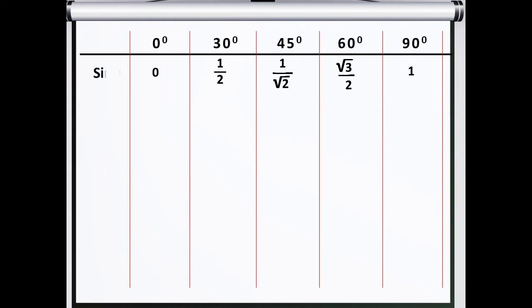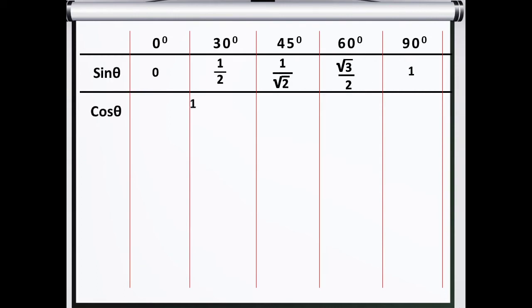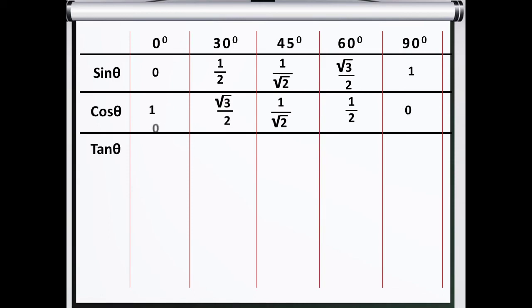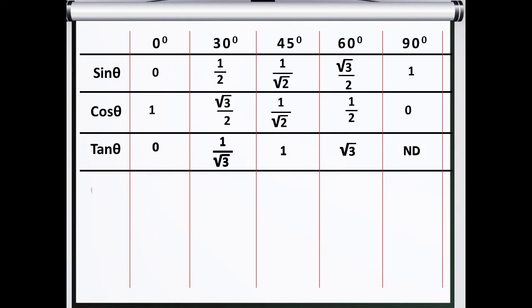After writing the values of sin theta, we can directly write down the values of cos theta by simply reversing the order of the values in the above row. Now tan theta is sin theta upon cos theta, and thus we can directly get the values of tan like this. And for cot theta, we can again write the values of tan theta in the reverse order.